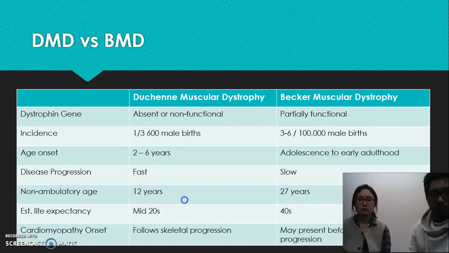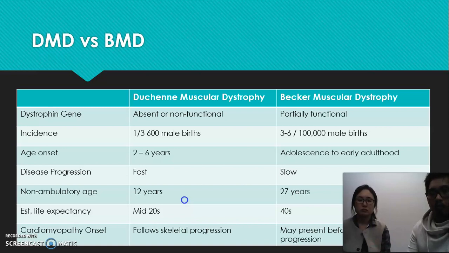For the incidence, 1 out of 3,600 male births do get Duchenne. For Becker, it's around 3 to 6 people out of 100,000. For age of onset, with Duchenne, it's a lot more rapid. So within 2 to 6 years, you will see that the signs and symptoms will start to show up. For Becker, it starts later on, so around adolescence to early adulthood.